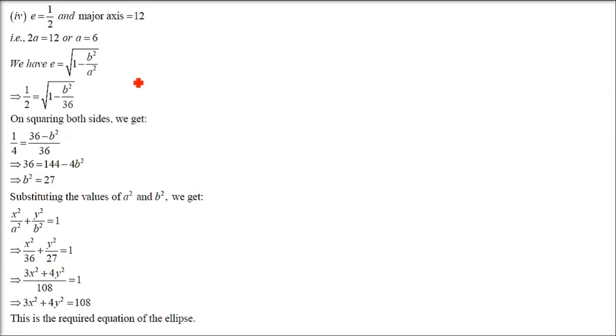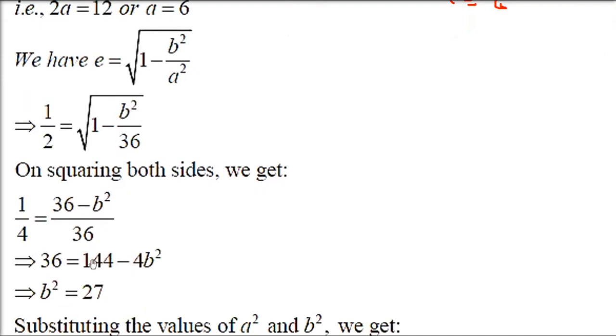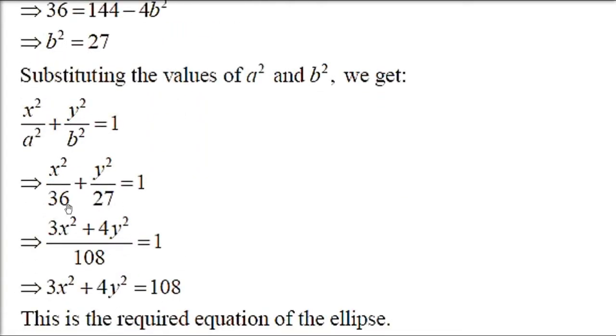And the fourth part is eccentricity E is half, and the major axis is 12. Now this 2a is the major axis, so you get a as 12 by 2, which is going to be 6. E is half, 1 by 2. So we have E equals under root 1 minus b square by a square. We just put a, E is also given as half, so you can directly find out b square. A is 6, we make it a square, that is a square is 36. Put in this equation which we earlier took, x square by a square. Always take this one only, and this will be the equation.